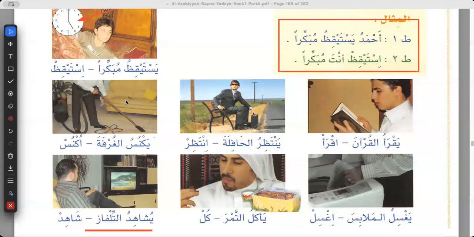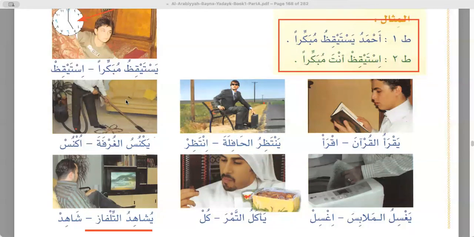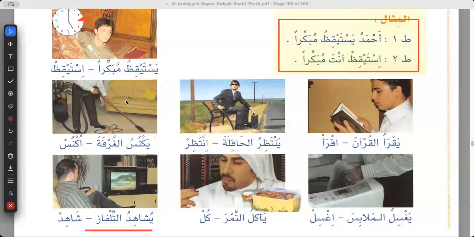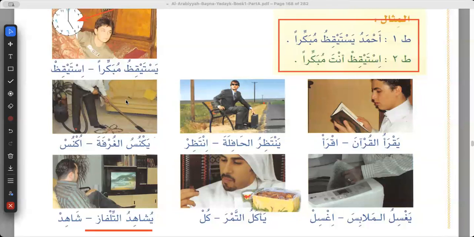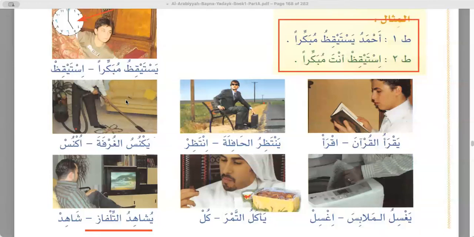Okay. Let another person try that and we call it a day. Okay, number 604. Go on. Ahmad yushahidu at-tilfaz. Then shahid. Shahid anta at-tilfaz. So if you want to say that to a female, you say shahidi anti at-tilfaz. Barakallahu feek.